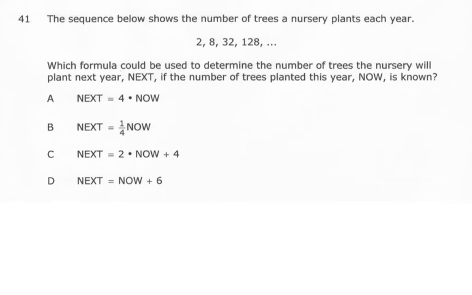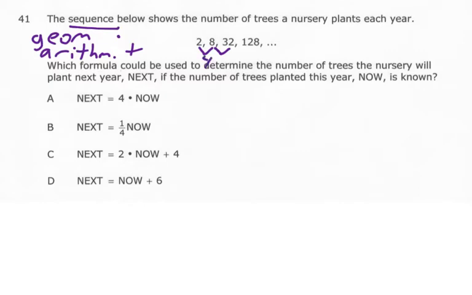Alright, number 41. In sequences there are two types, geometric and arithmetic. Remember, with geometric it's going to be multiplying, with arithmetic it's going to be adding. So 2, 8, 32, 128. How do you get to the next number? If you say you add 6, does that work for 8 to 32? I don't think so. So we're going to multiply by 4.